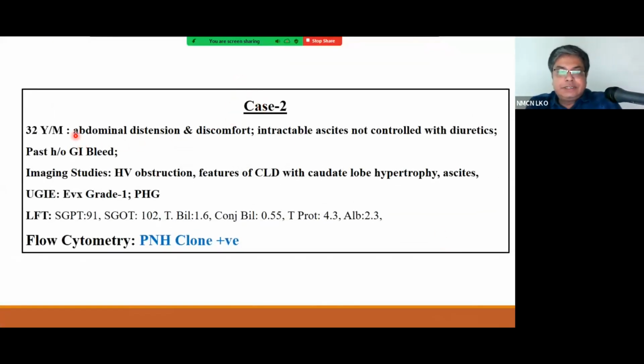Case 2, a 32-year-old male patient with abdominal distension and discomfort, intractable ascites not controlled with diuretics, past history of GI bleed. On imaging studies, there was hepatic vein obstruction. All hepatic veins were attenuated, with features of CLD with caudate lobe hypertrophy, ascites, upper GI grade 1 varices, and portal hypertensive gastropathy. On LFT, parameters were mildly deranged, however, protein was on the lower side. On flow cytometry, a major PNH clone was detected.